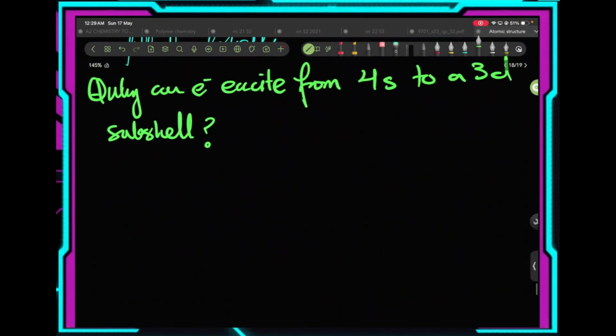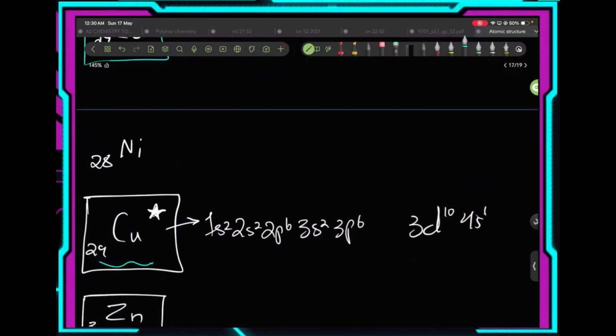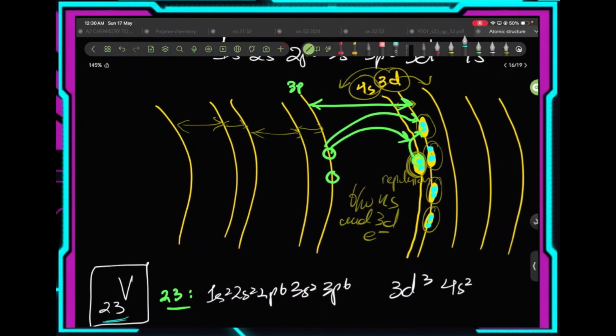Okay, so this 4s, the energy difference between both of them is very small. Very little. But after electrons enter 3D, doesn't the energy shift become lower than 4s? Yes, 3D does come inside, but look what happens.